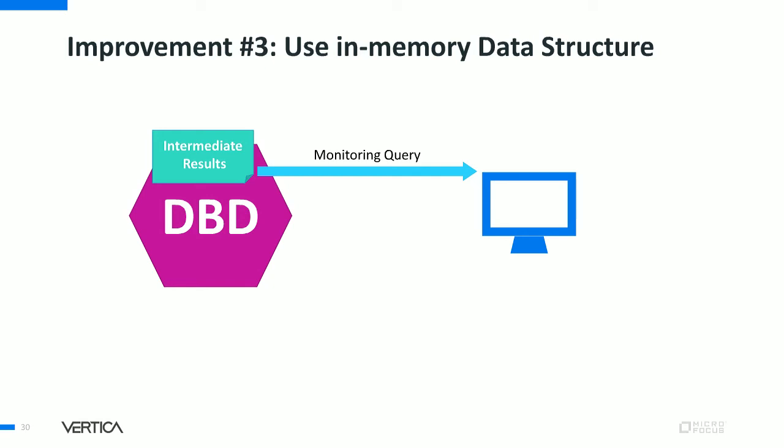In 10.0, we significantly restructured the intermediate result buffer and made it a shared in-memory data structure. Monitoring queries will go directly and look up this in-memory data structure, go through the system table, and return the result. No intermediate ROS file will be written anymore.